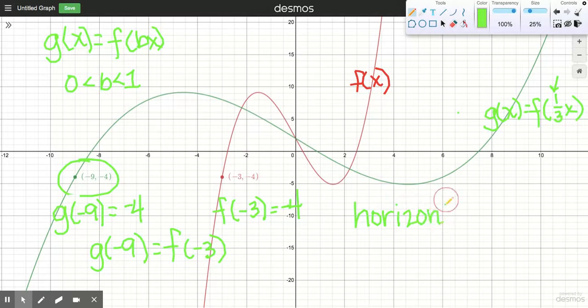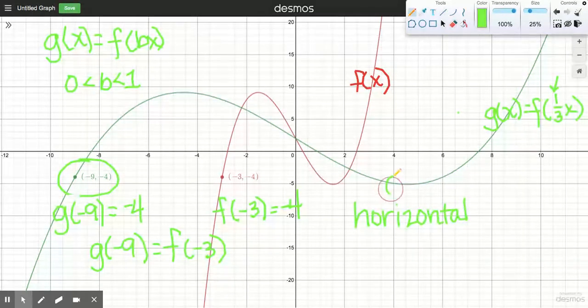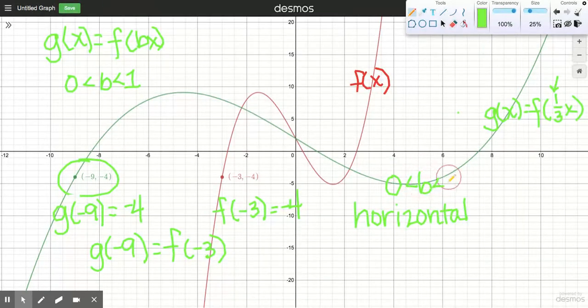So just to summarize, if b is between 0 and 1, again, if b is negative, same things are going to happen, but it's going to reflect. But whenever b is positive, if it's between 0 and 1, you have a horizontal stretch. And if it would have been greater than 1, you would have had a horizontal compression.